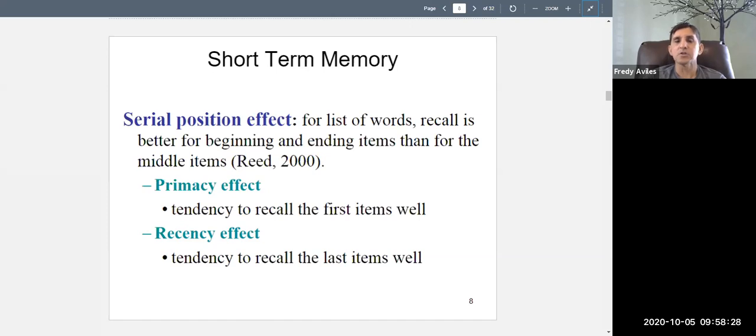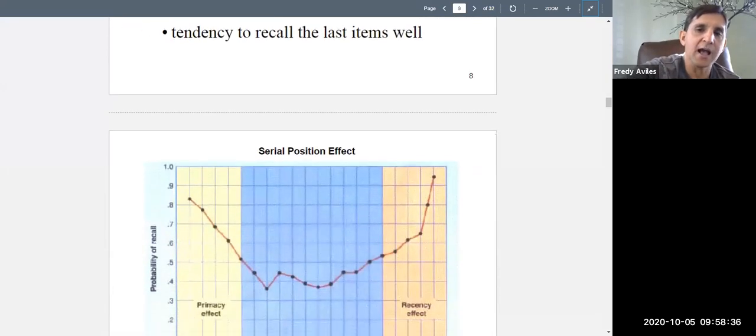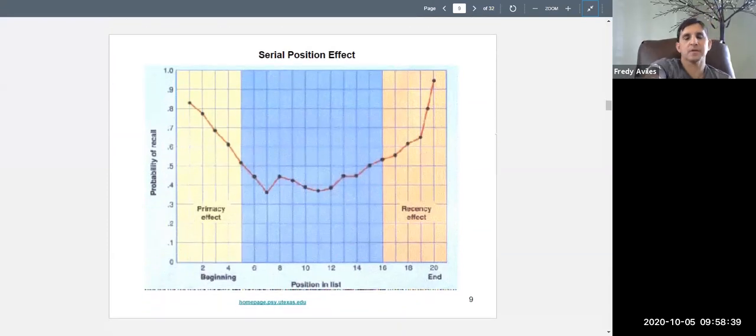That's what happens when you have a list of words. You always remember the first stuff really well, the last stuff really well. The stuff in the middle tends to get lost. If you graph the memory, right, you get a U-shaped curve. So here we have a list of words, horizontal, look at the horizontal line there, right? Position on the list, right? You have word number, you know, 2, 4, 6, right? And yes, there's also 1, 3, all that stuff, right? 20 words. And then the probability of recall.